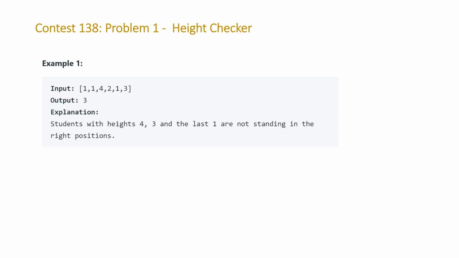So here we have a list of six students, and their heights. And basically it's asking us how many of them are not in the correct order if it were to be sorted. And the explanation here is that the students 4, 3, and 1 are not standing in the right positions.